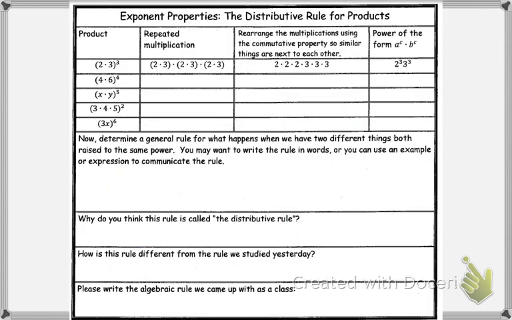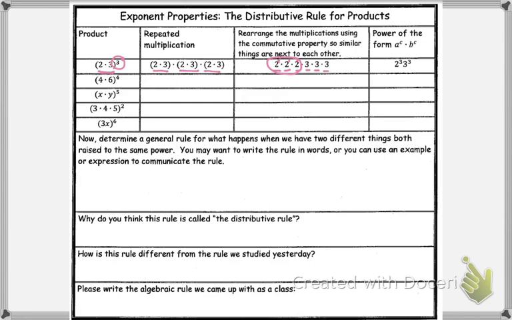This is a distributive rule for products, and this is very similar to what we just learned with the power rule. We notice here we have 2 times 3 inside, raised to the third power. So we're writing 2 times 3 in parentheses 3 times, because that's where that 3 came from. We rearrange the 2's and put all 3 of our 2's together and all 3 of our 3's together. And then we can say, well, we have a base of 2, and think about them having an exponent of 1, 1, and 1. So we have 2 to the third power, and then the base of 3 to the third power.